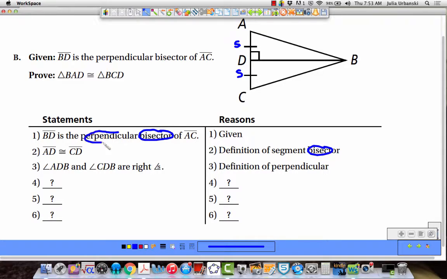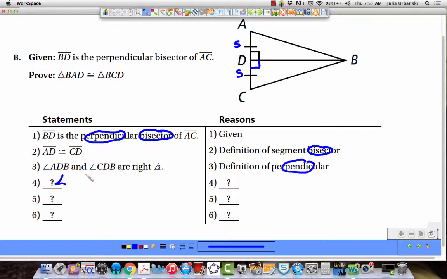Then they said perpendicular. Perpendicular is used right here. Perpendicular means that these are right angles. So ADB and also CDB are right angles. So, if that's the case, what do I know about all right angles? Which makes them, that's right, they're all 90 degrees, which makes them congruent. All right angles are congruent.